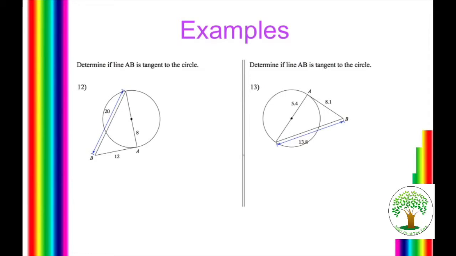What's the relationship between a tangent and a radius? They're perpendicular. So we're going to try to decide if this is a right angle right there. In other words, we're asking, is this a right triangle? How do we decide if triangles are right? Go ahead.